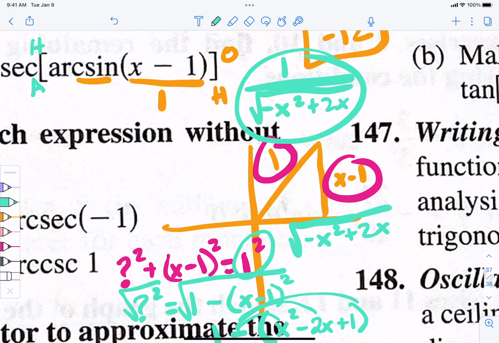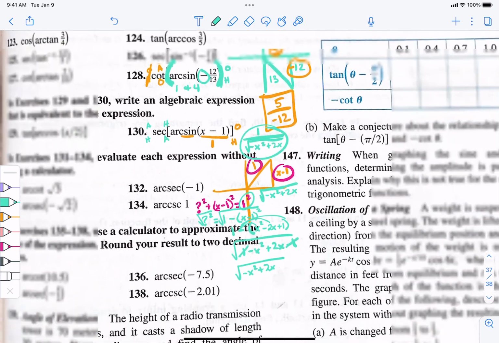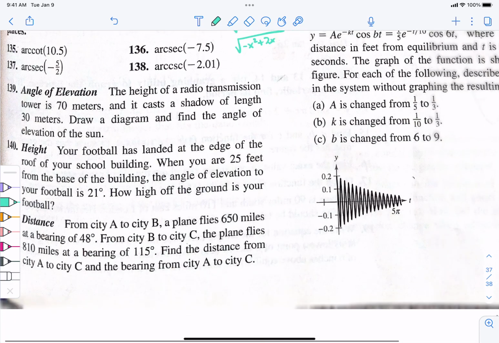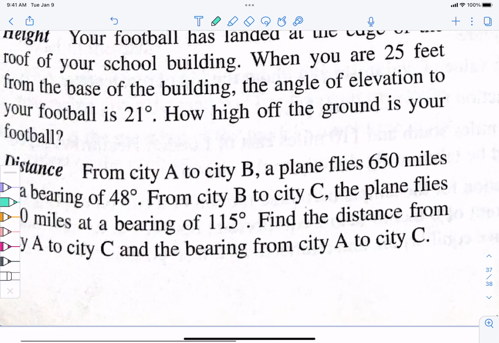One more. One more. And I don't even know how to do that one. I don't know how to do any of these. Ah, it's easy.